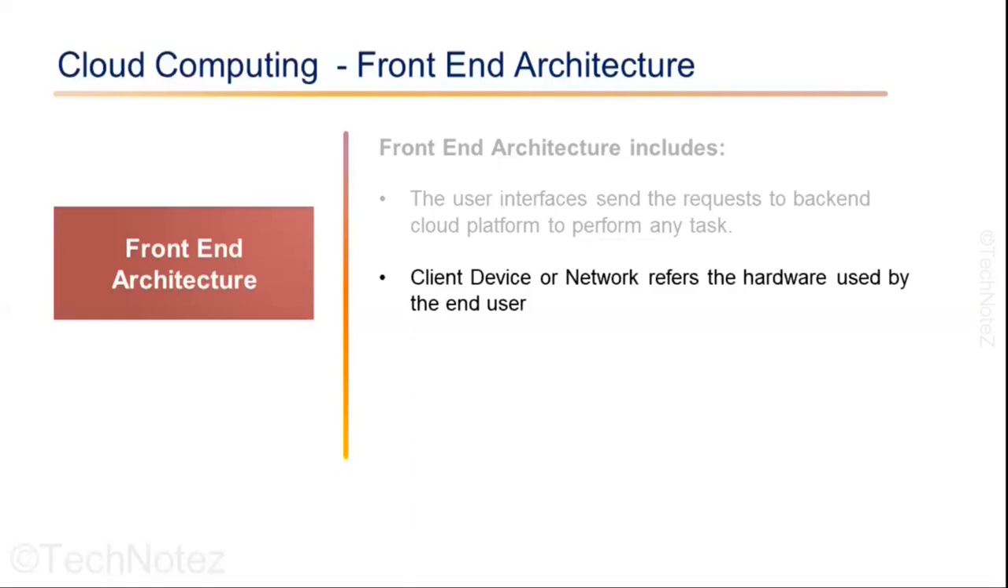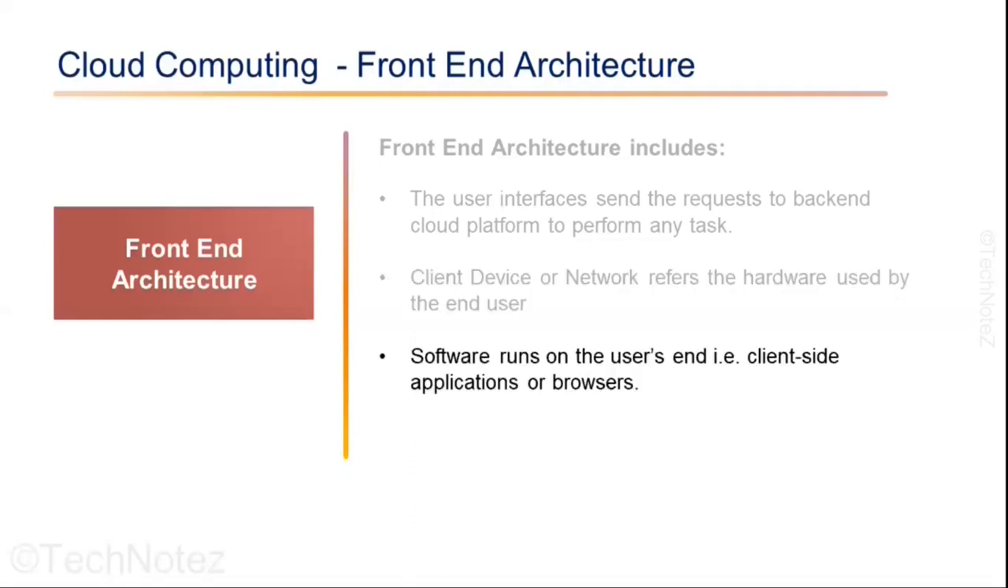Front-end also includes the client devices or local network used by the end user to access the application. The front-end also includes the software that runs on the user's machine, like client-side applications or web browser. So the front-end part is used by the client to access the cloud services. Like you open a web browser on your laptop, desktop, or mobile phone to access your cloud hosted application. In this case, web browser on your laptop, desktop, or mobile phone is the front end.